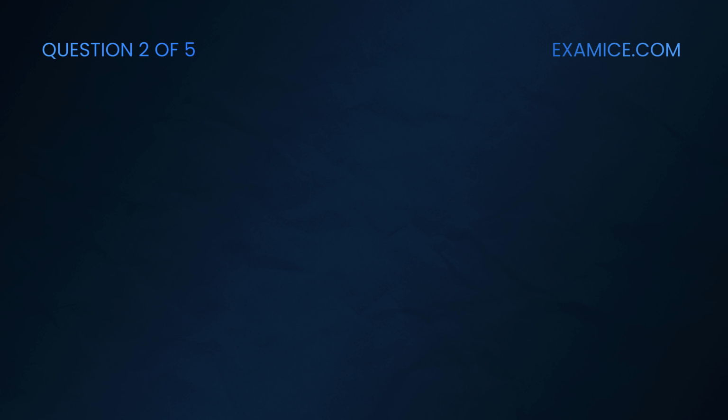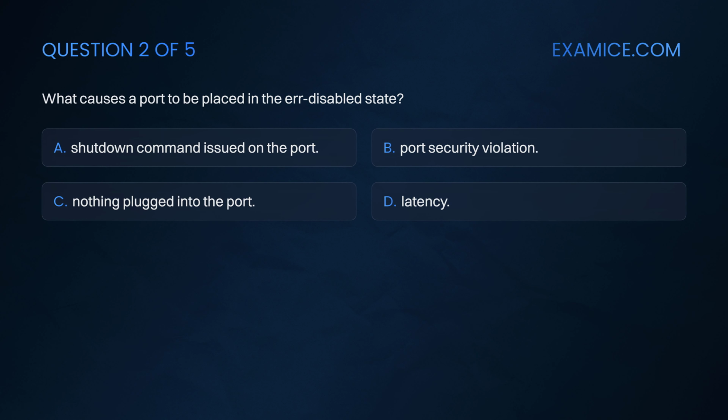Question 2. What causes a port to be placed in the err-disabled state? Option A. Shutdown command issued on the port. Option B. Port security violation. Option C. Nothing plugged into the port. Option D. Latency.